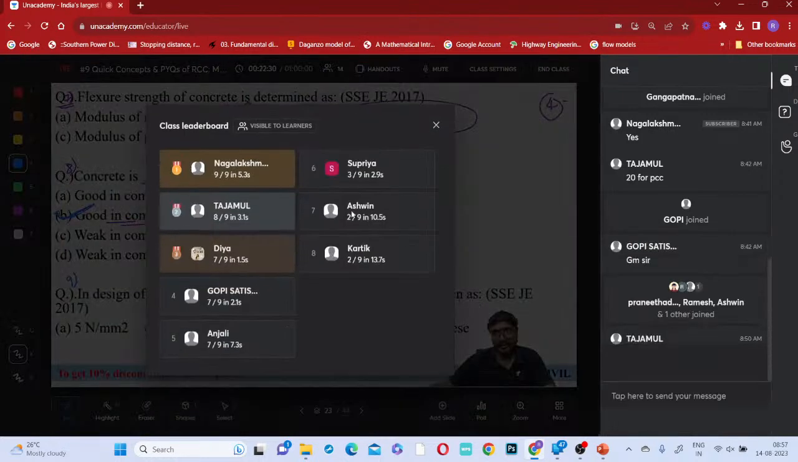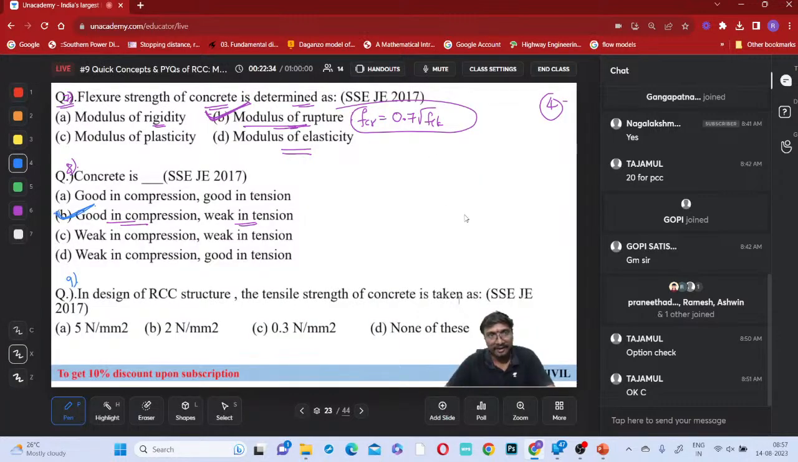This is the leaderboard: Nagalakshmi first, Tajamul second, Diya third. Answered correctly. In the design of an RCC structure, the tensile strength of concrete is taken as which one? 0.7 root fck, is there any such option here? No such option, so the answer is none of the above.